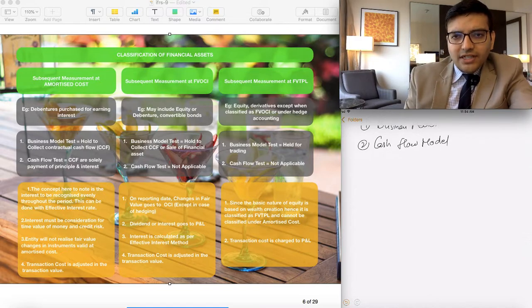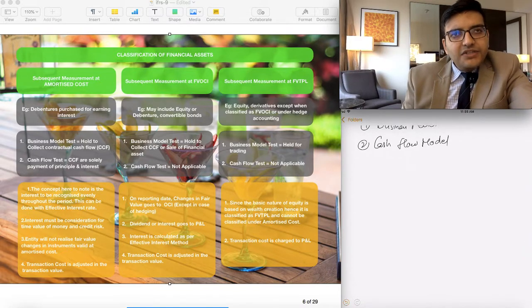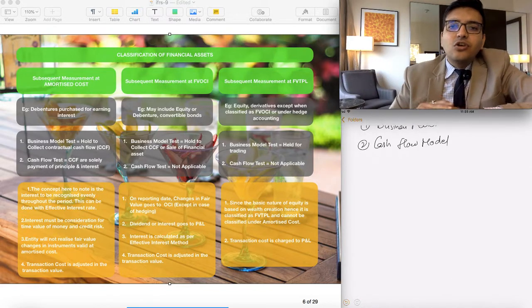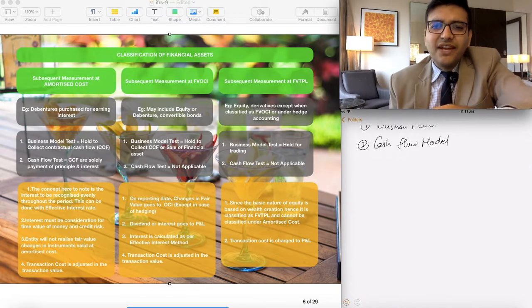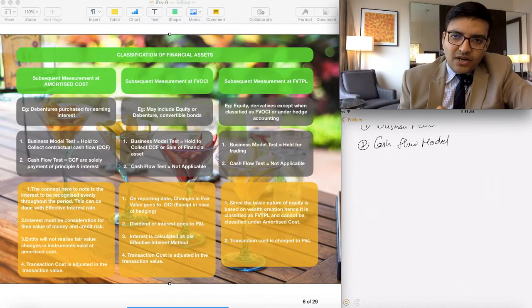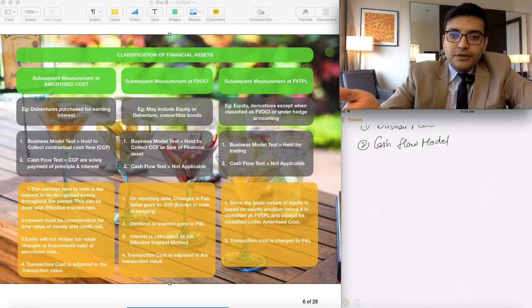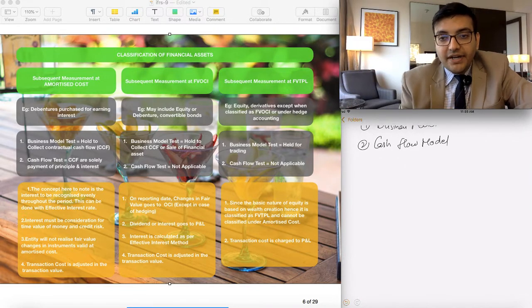If we talk about the amortized cost method, there are some assets whose basic nature is included in this classification. Like if we talk about debentures, the debenture prices do not vary a lot, so you cannot classify them as FVTPL, right? The standard doesn't say so exactly, but the nature of such an asset is not such that it can be classified as FVTPL.